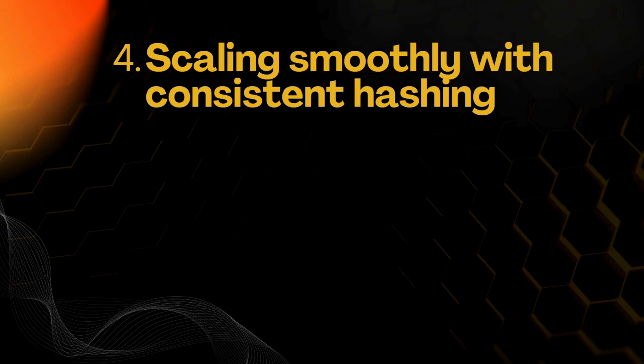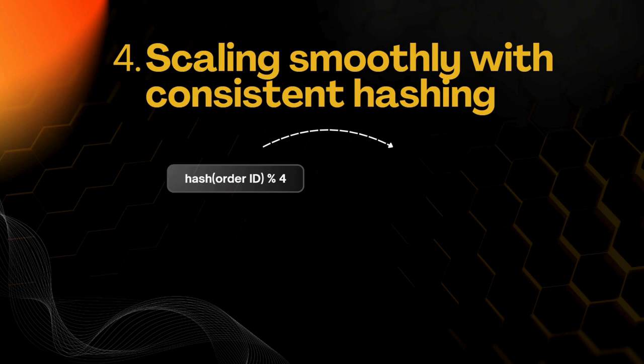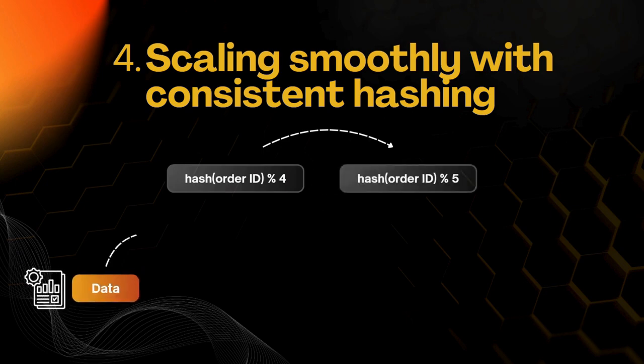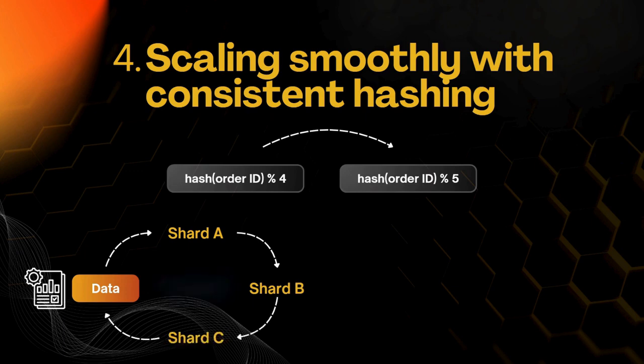Now, here's where things get tricky. Let's say you started with 4 shards. Your formula was hash of order ID modulo 4. Business grows, now you need 5 shards. Now your formula becomes hash modulo 5. Suddenly, almost every record needs to move to a different shard. This causes massive data reshuffling. Very expensive, very risky. So, how do we scale without moving everything?